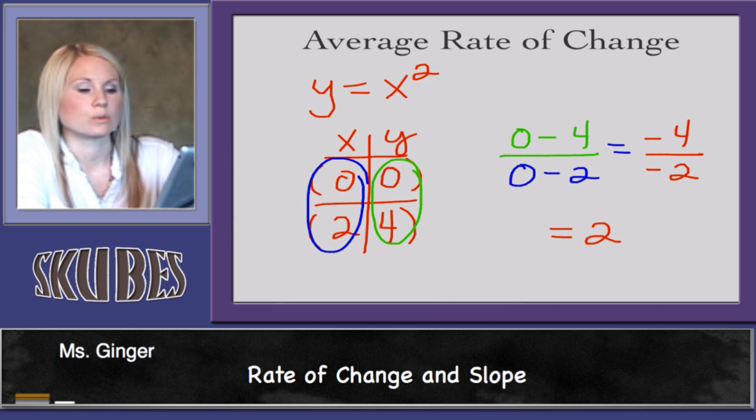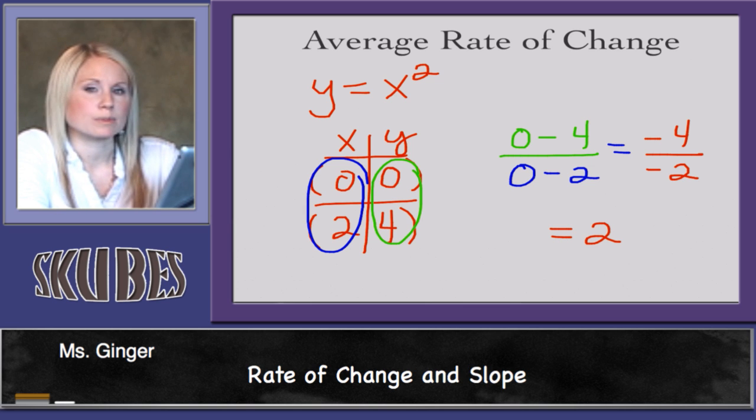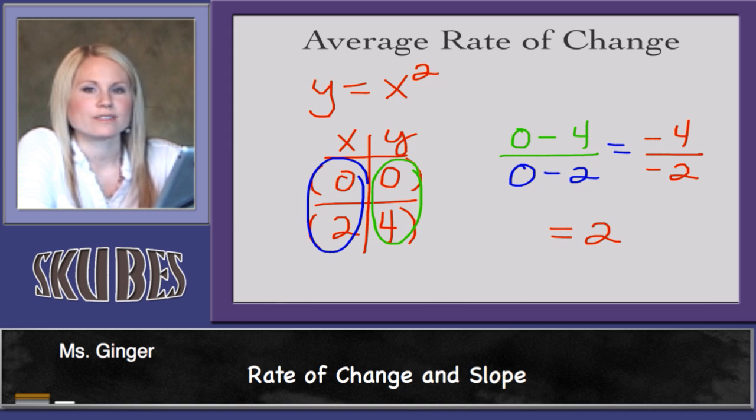So our average slope, or our average rate of change on that interval of the curved picture, is 2. Again, up 2 units over 1 unit. Not a steady increase, but just an average. And this concludes our lesson on average rate of change and slope.